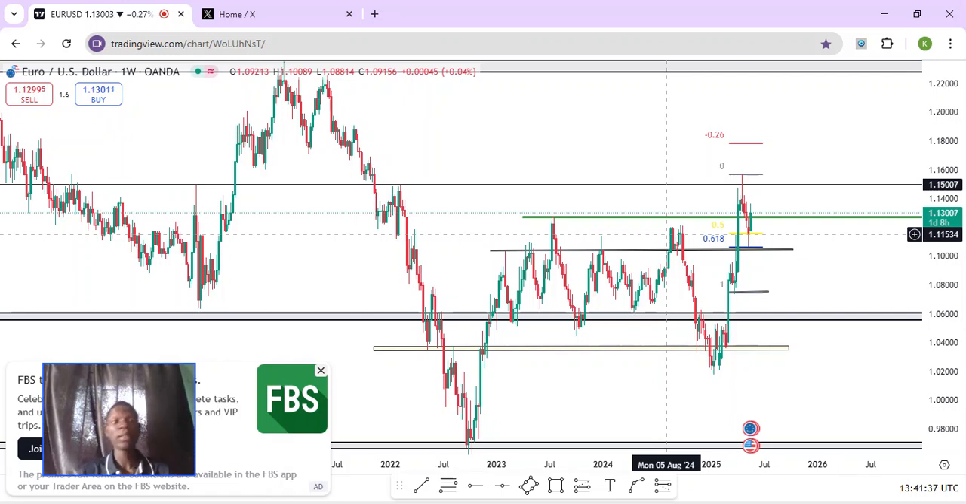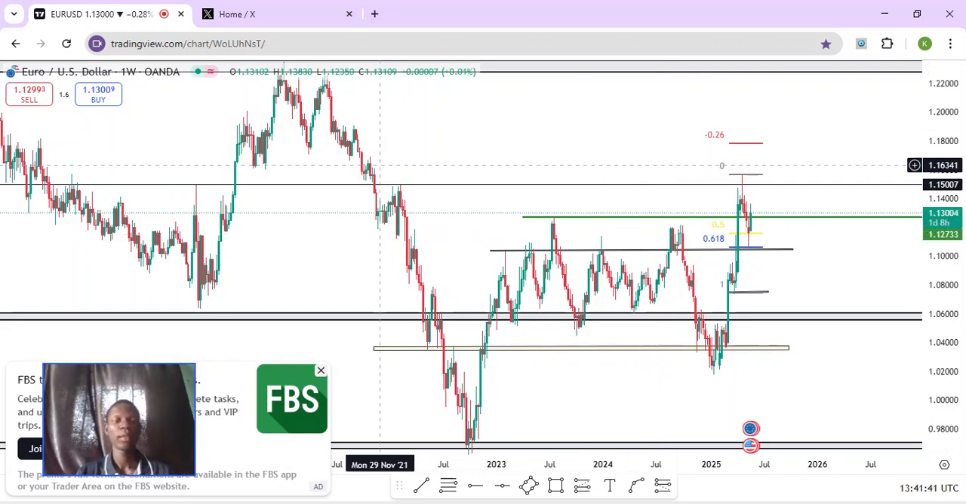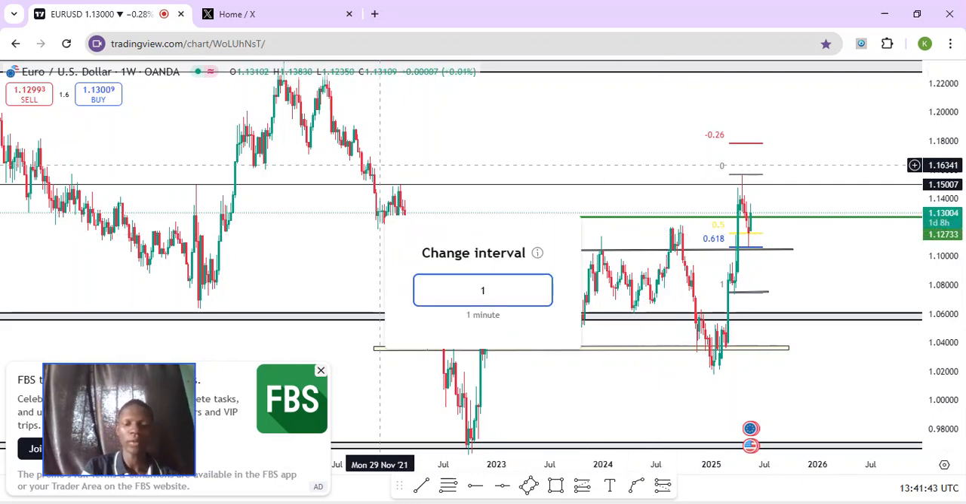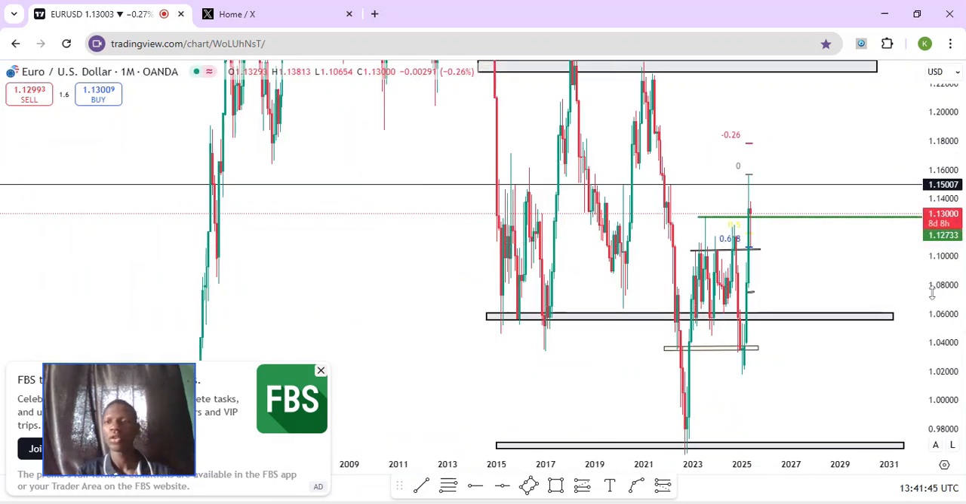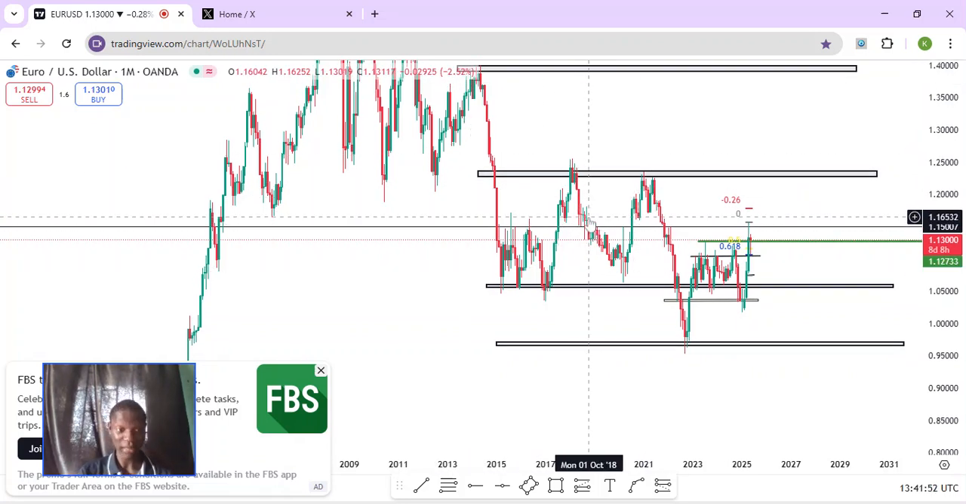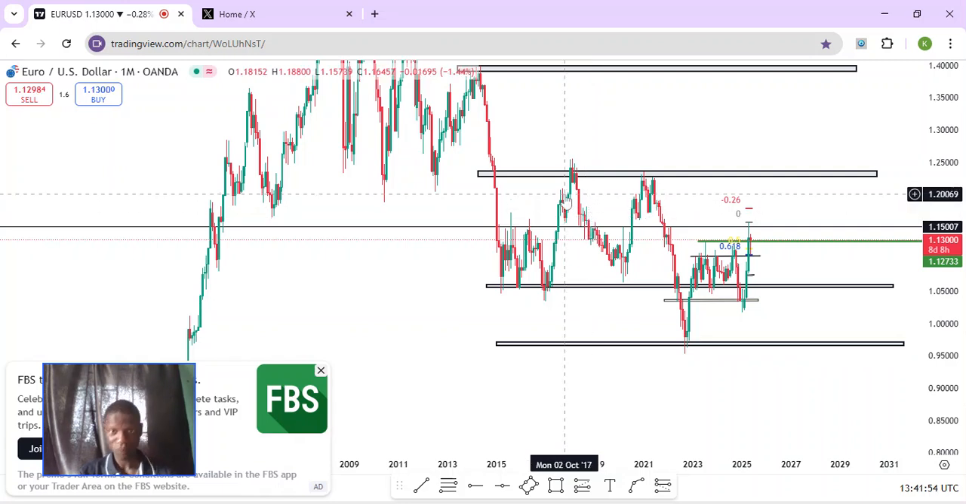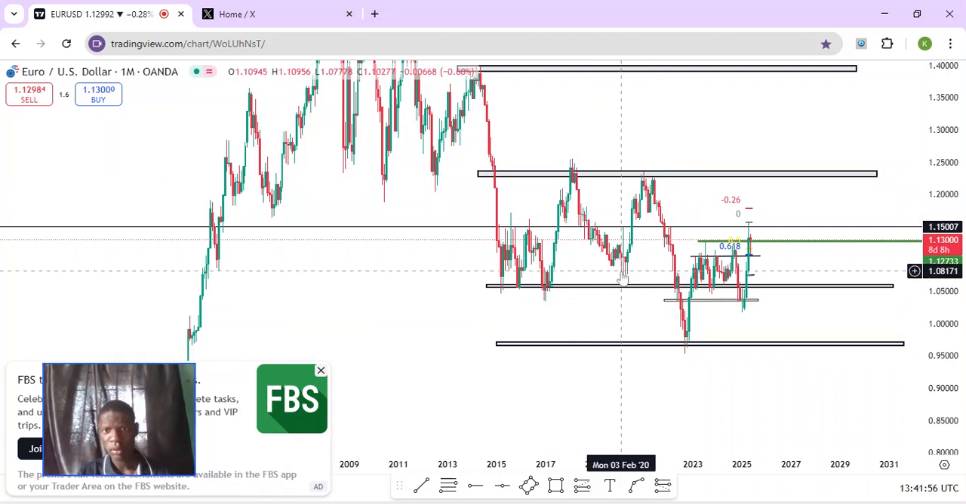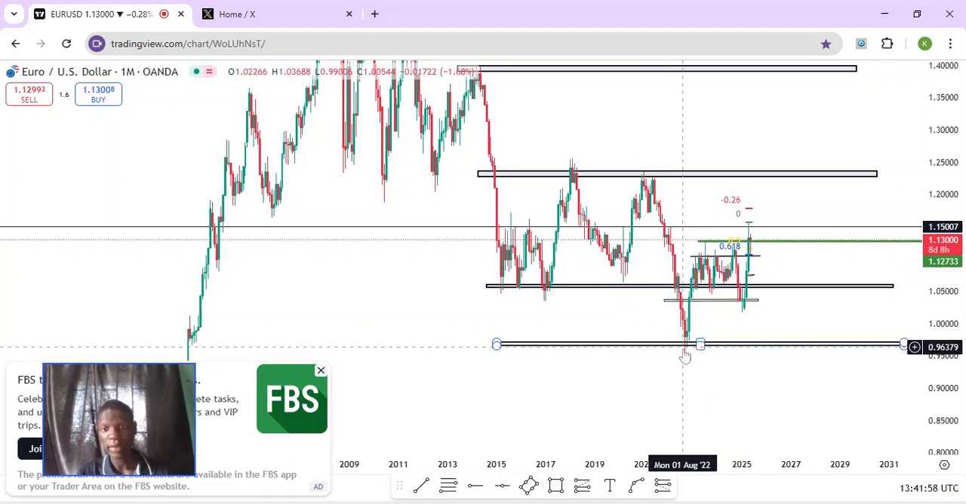So this is on the weekly time frame. What's happening on the weekly time frame? I think I should go to the monthly time frame. Sorry guys. So on the monthly time frame, as you guys can see, I've done the analysis from the monthly time frame a couple of times on here. So this is a double top. The market broke the neckline, then came back here.